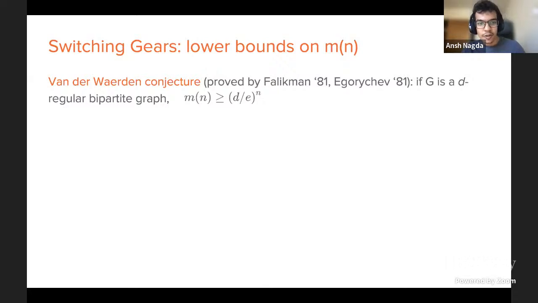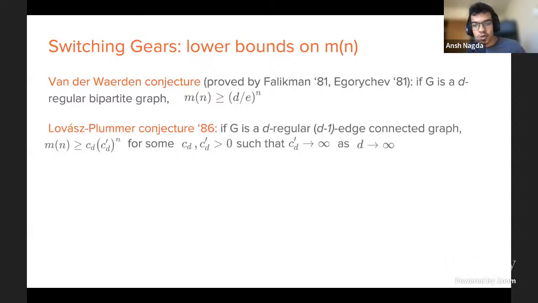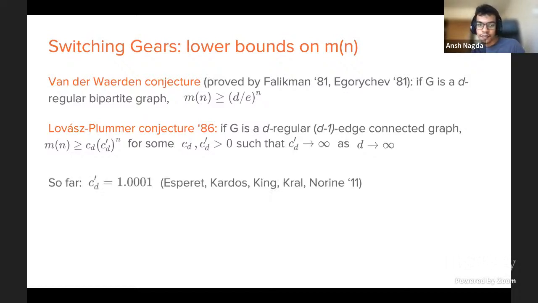Okay, now let's switch gears and talk about a different kind of result you can prove about perfect matchings. The van der Waerden conjecture, which was proved by Falikman and Egorychev, says that if G is a D-regular bipartite graph, then the number of perfect matchings is at least (D/e)^n. It's natural to wonder whether you can construct an analog of this theorem for non-bipartite graphs. So Lovász and Plummer conjectured that something similar holds as long as G is a D-regular graph, that might not be bipartite, but has edge connectivity of D minus 1, which means the minimum cut is at least D minus 1. And this conjecture is still open as of now.